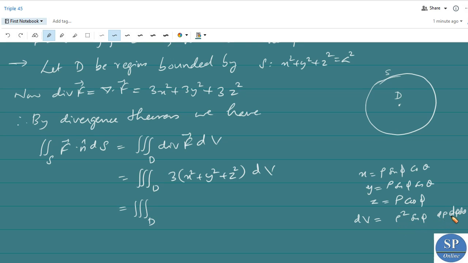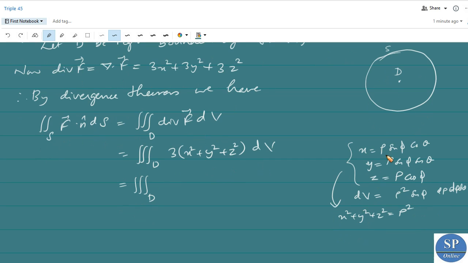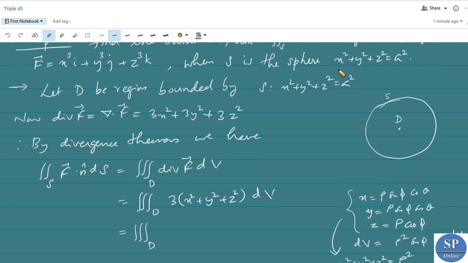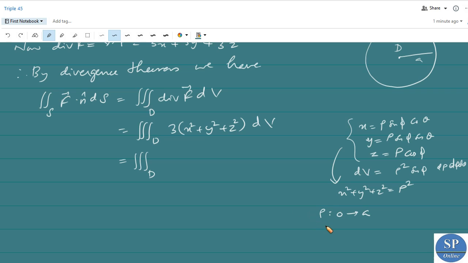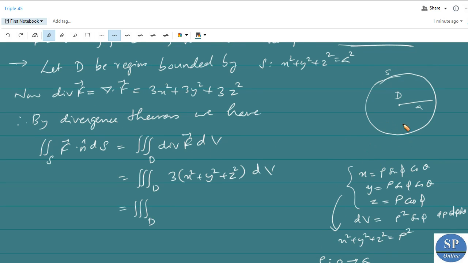Rho square sine phi into d rho d phi d theta, and by applying this we have x square plus y square plus z square, which is nothing but rho square, right? So what about the variations of rho, phi and theta? This is a sphere, so rho varies from 0 to a, because this is a sphere with radius a. Phi varies from 0 to pi, and theta varies from 0 to 2 pi. Then we'll get the entire sphere, right?